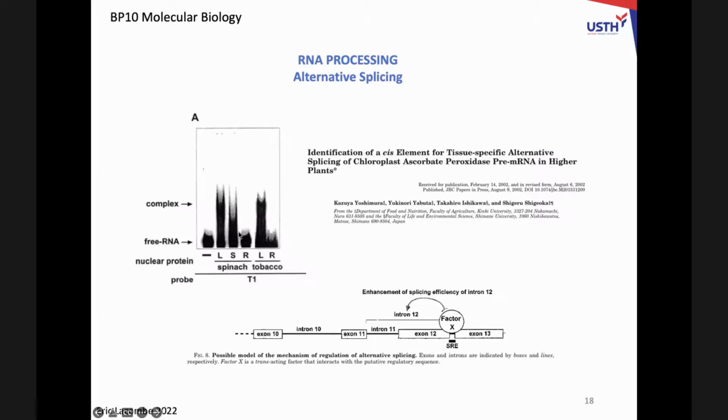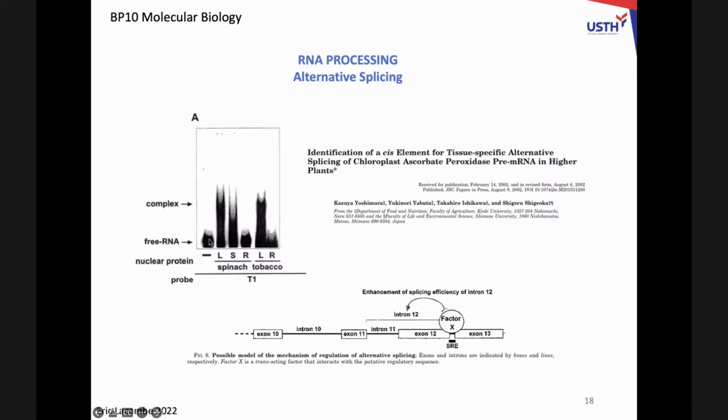And here they do the same using spinach. L is for leaves, R is for root, and S is for stems. Okay, so how can you analyze this type of figure?